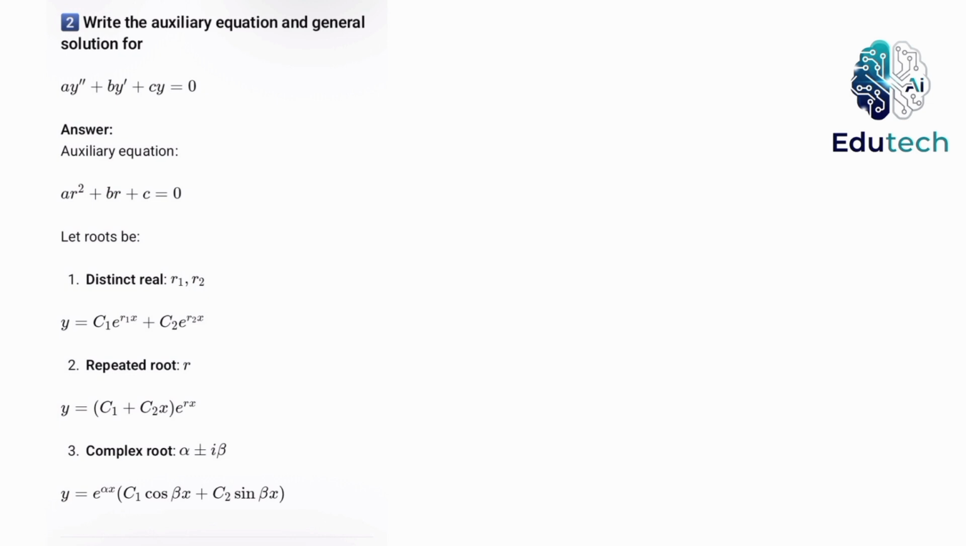For distinct real roots, y = c1 e^(r1 x) + c2 e^(r2 x). For the repeated root, y = (c1 + c2 x) e^(rx). For the complex root, y = e^(alpha x) (c1 cos beta x + c2 sin beta x). So we can move on to the next question.